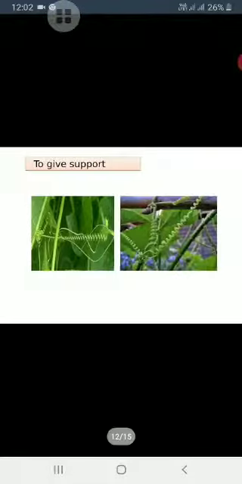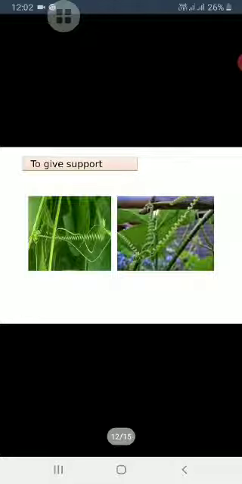And how is this possible? Because the stem is the part through which water is transported to all parts of the shoot system. This is all because of the stem. Now there are modifications of the stem. Like roots, stems are also modified to give support.